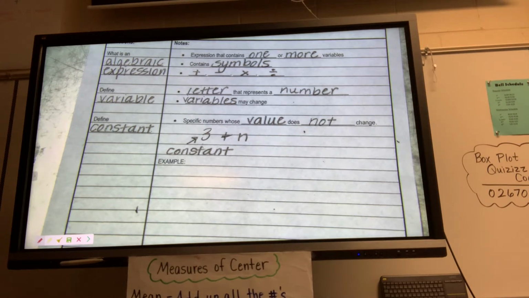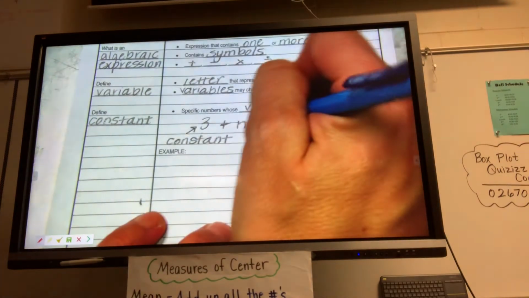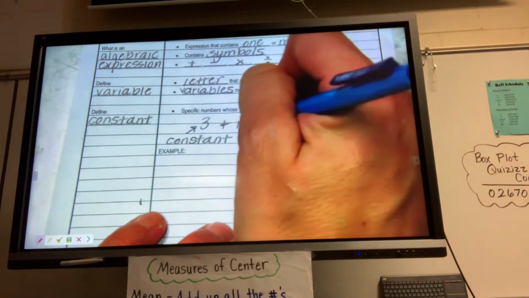Any number that stands alone like this is called a constant. Because that value is always that value. So if it was 5, the value of 5 is 5. It's never more, it's never less. It's constantly the same. That's where we get a constant from. It's that same value. And n is considered a, what is it? Variable.